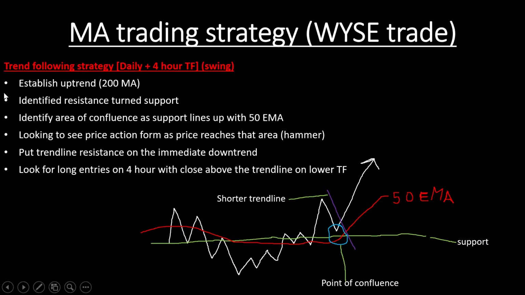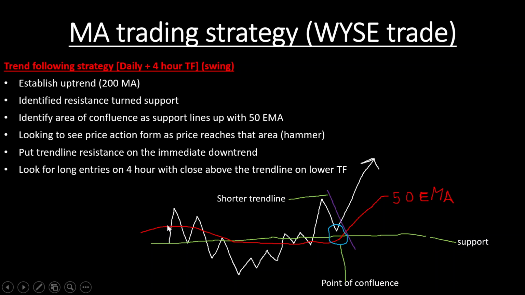So first we establish an uptrend. In this case, it's going to be a long example. Obviously, the same goes for if you're going short, you just reverse this. So hypothetically, let's say we're going long. We establish the uptrend using the 200 moving average. We identify a resistance that turned into a support.